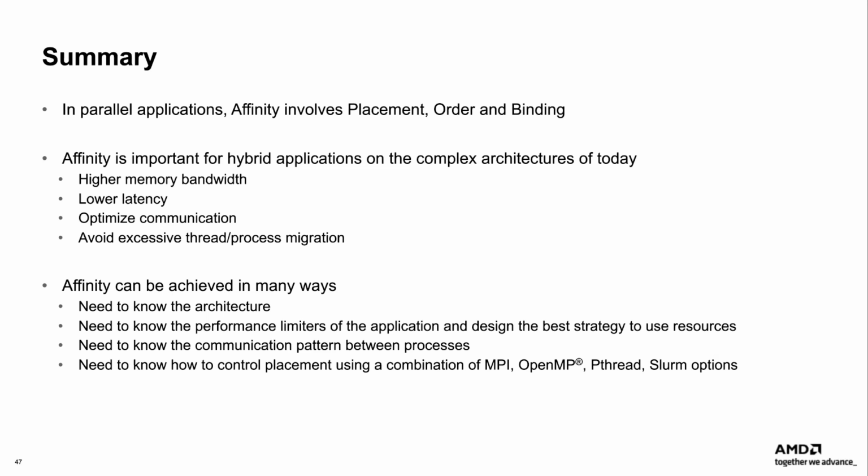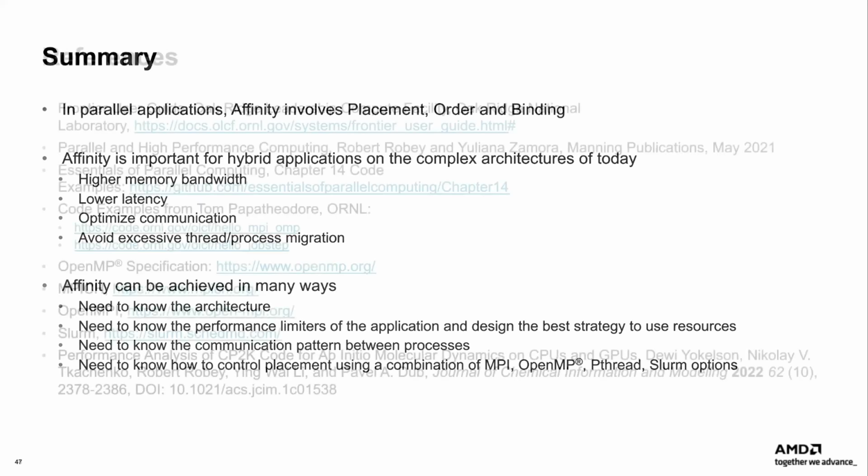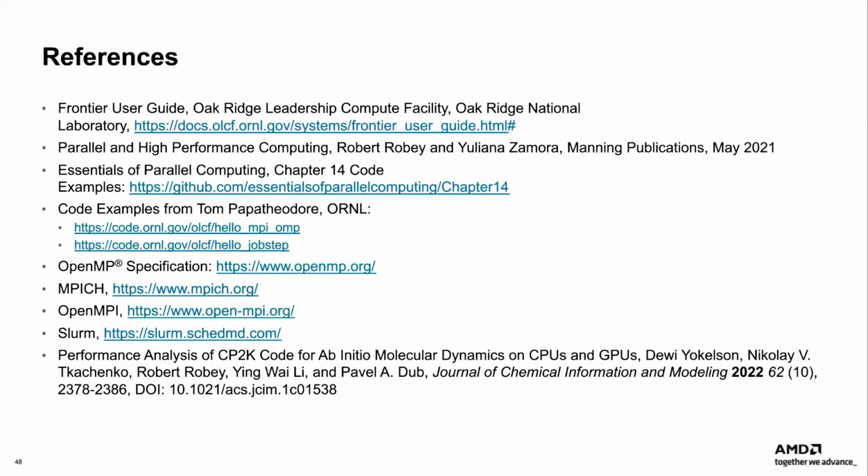And we also saw how to control placement and how to verify the binding with a combination of various options. We saw Slurm options, we saw OpenMP options, and in the exercises we'll see some OpenMPI things as well. That's all I have, thanks to all of my references here.